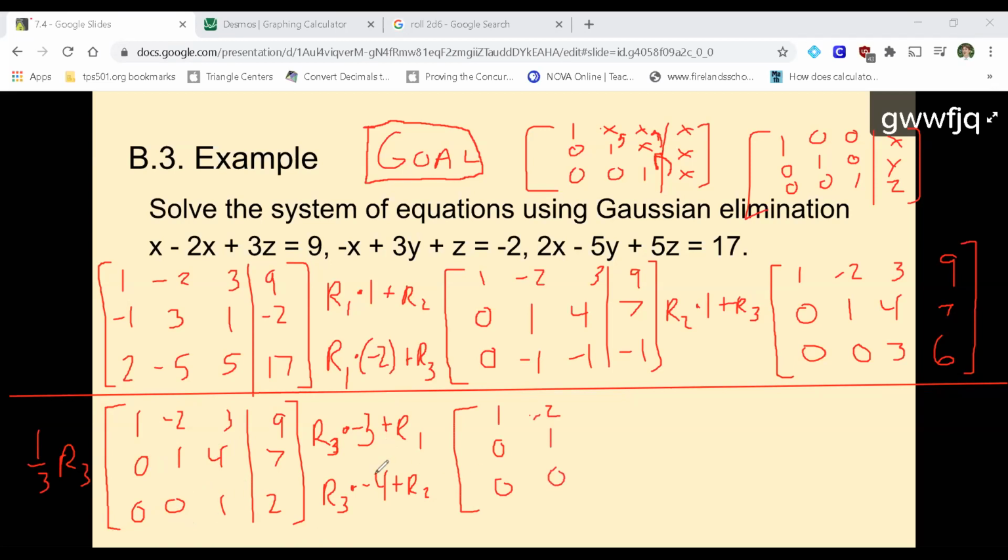Because 0 times anything added to something is just itself, right? This is just adding zeros to the top two rows. All right, over here, the bottom row doesn't change.